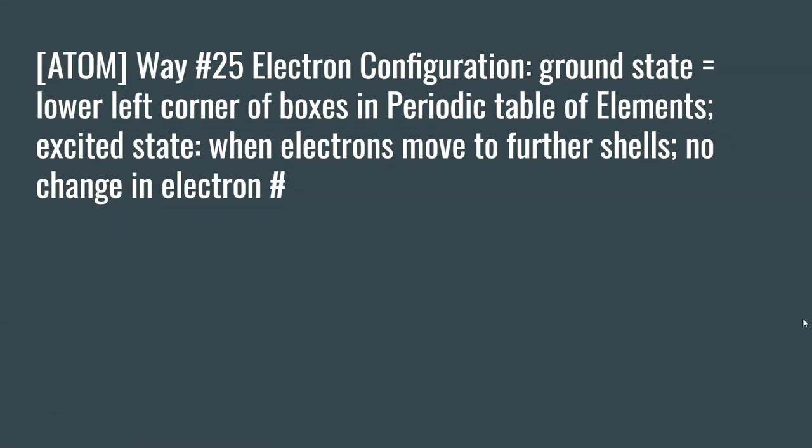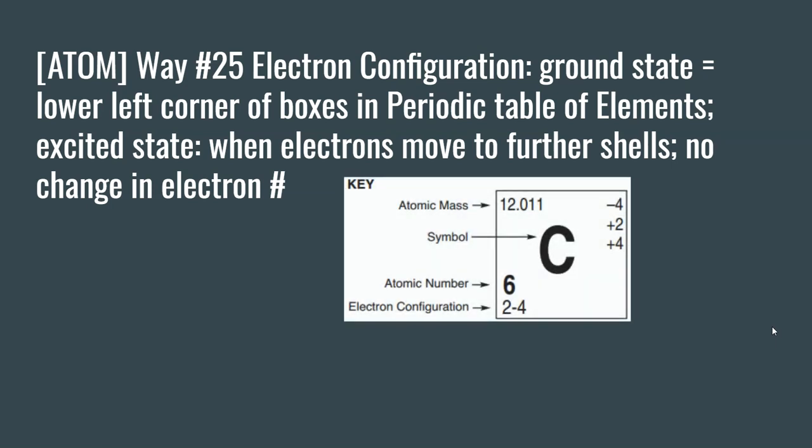Hello, this is Way 25, and it deals with electron configuration. Now, if you recall, if you look on the periodic table, electron configuration is provided for you as digits separated with a hyphen at the bottom left corner of the element on the periodic table. And this represents the ground state configuration.